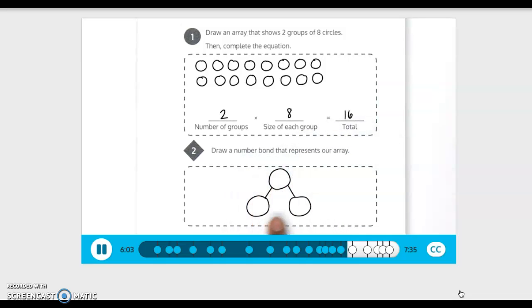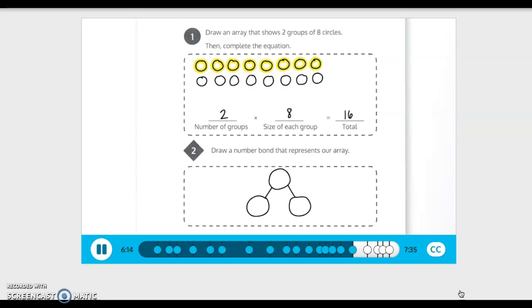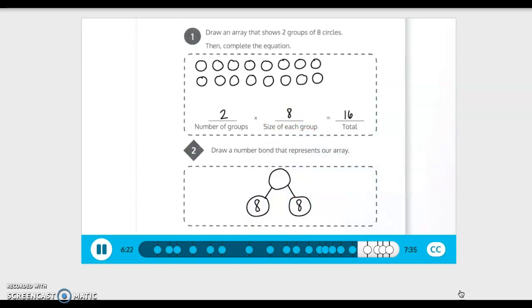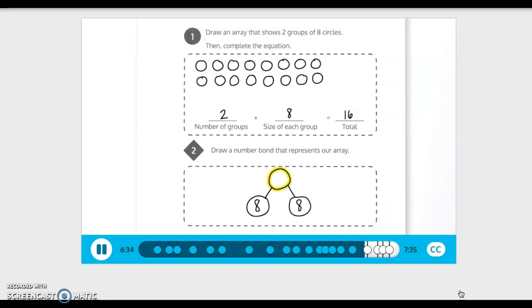What is the size of each group? We can write the size of each group inside each part, here and here. There are 8 circles in each row, so the size of each group is 8. I'll write 8 in each part. We drew 2 parts to represent the 2 groups, and wrote 8 inside each part to represent the size of each group. So what is the total? Write that here.